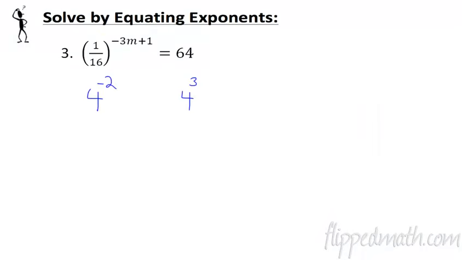Okay, before I show you the rest of this, I wanted to at least get you started, and that is 4 to the negative 2. 1 over 16 can become 4 to the negative 2. 64 can be 4 to the third. So see if that helps you out a little bit and keep going with the rest of this problem, if you don't have it already.